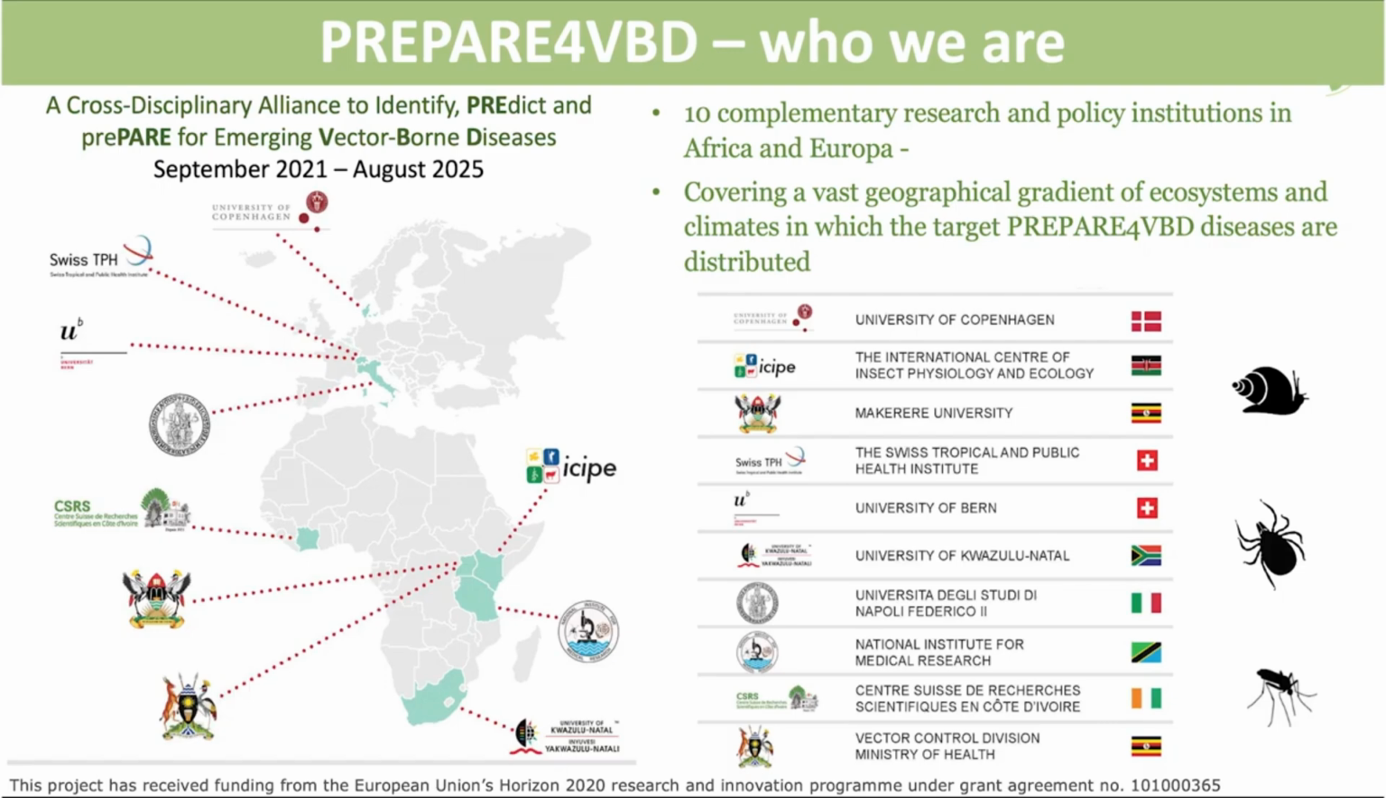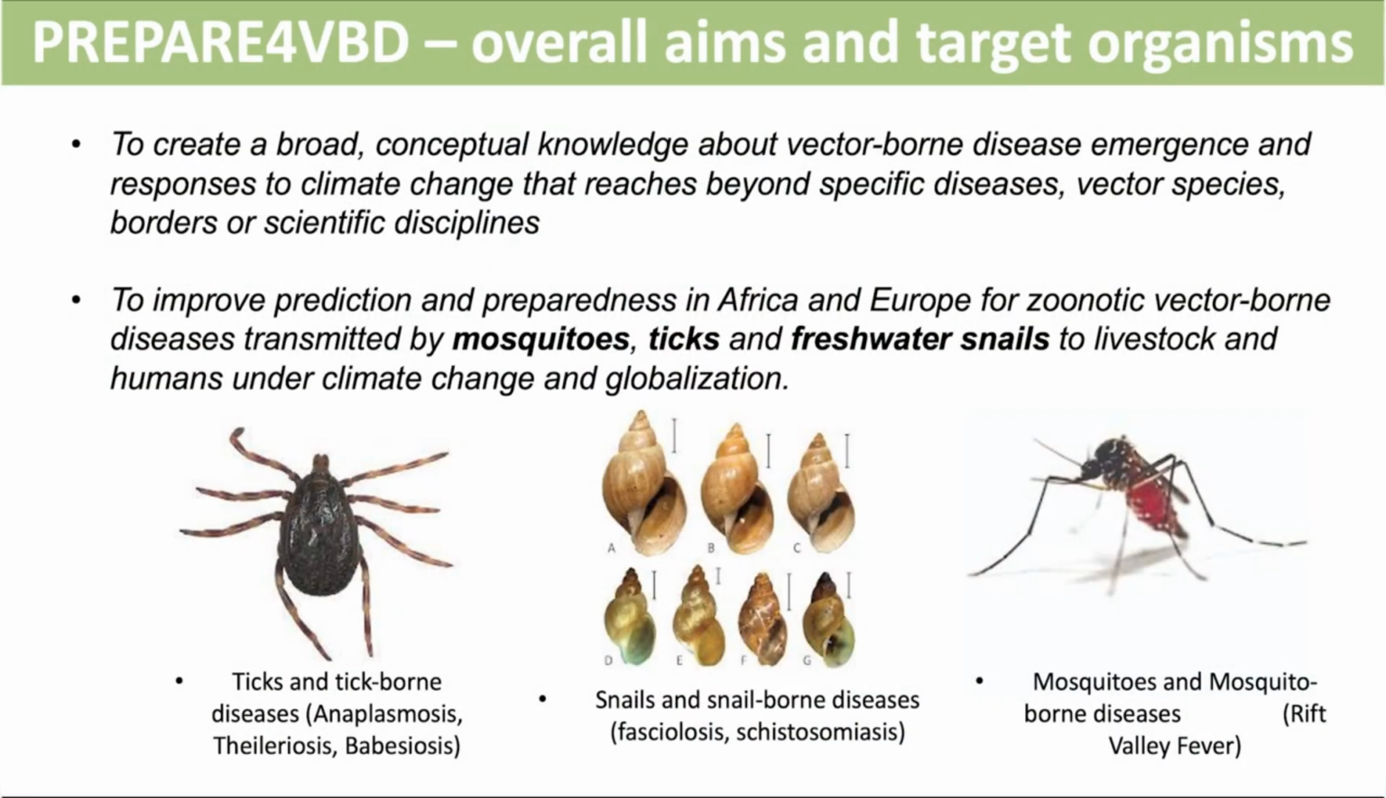Our overall aim is first and foremost to create broad conceptual knowledge about vector-borne disease emergence and how they respond to climate change, something that reaches beyond a specific disease, specific vector, specific country, or specific scientific discipline. With this, we aim to improve how we can project and prepare in both Africa and Europe for a number of zoonotic vector-borne diseases. In particular, we are focusing on the three groups of vectors illustrated here.